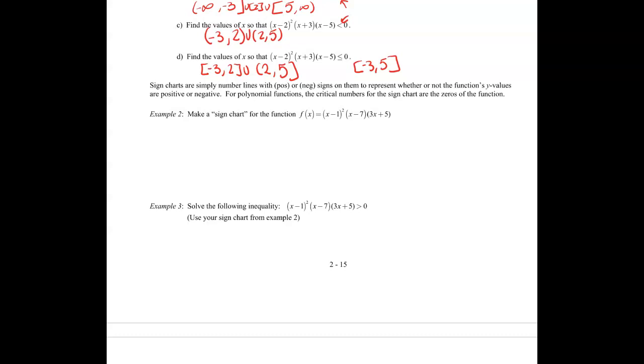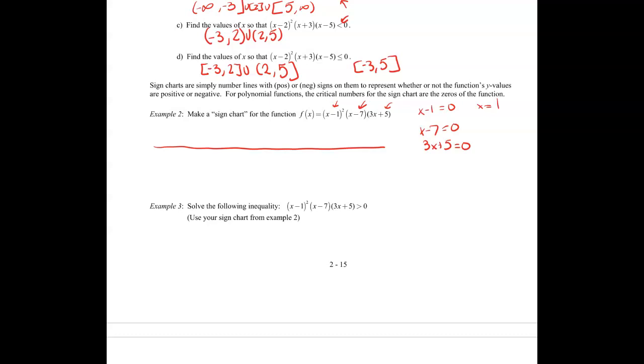So sign charts are basically your x-axis, and all that we're going to put on this x-axis are critical points. Well, where did these critical numbers or critical points come from? Well, it's going to come from these factors that we got right here. And just like in Algebra 1, I'm going to take each one of those factors, and I'm going to set each one of those equal to 0. And then I'm going to solve for x.